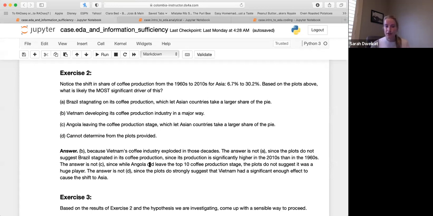So based off of those results and our hypothesis, let's remember our hypothesis as well, and that is that if Ethiopia developed its coffee industry more, it could help to get out of poverty. Remember, our original hypothesis is about Ethiopia. So based off of these things, come up with a sensible way to proceed. How do you think that we should go forward now with this data?